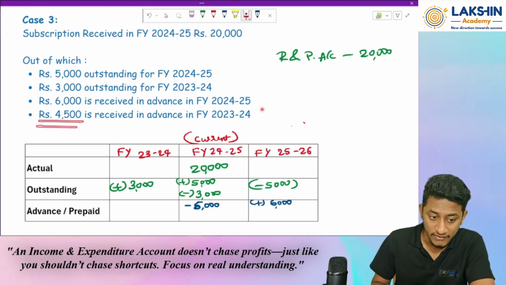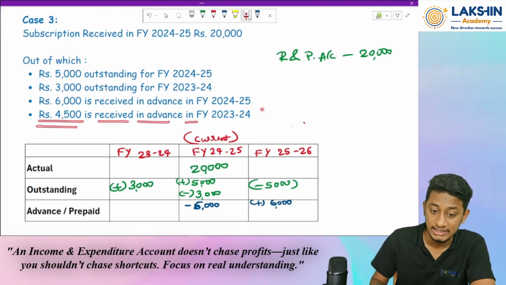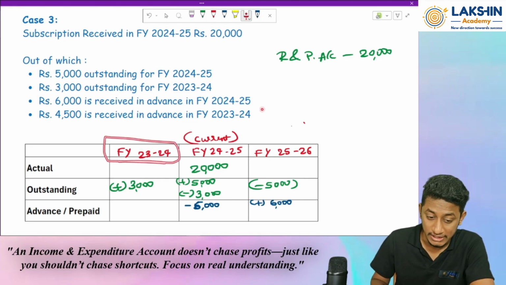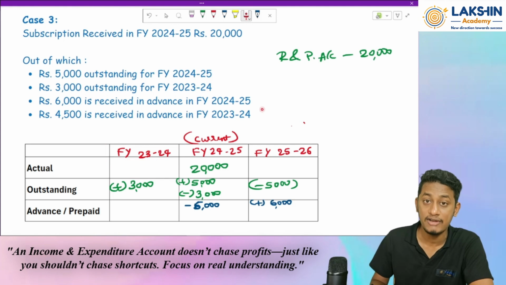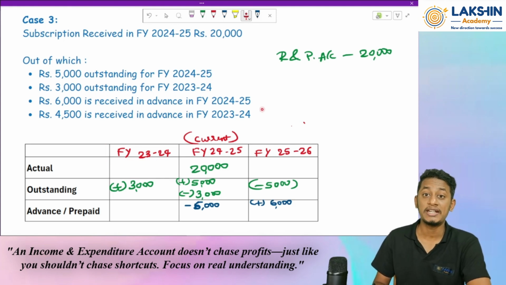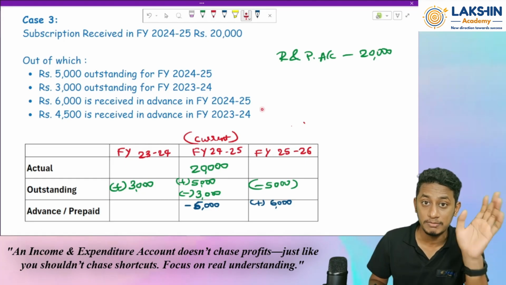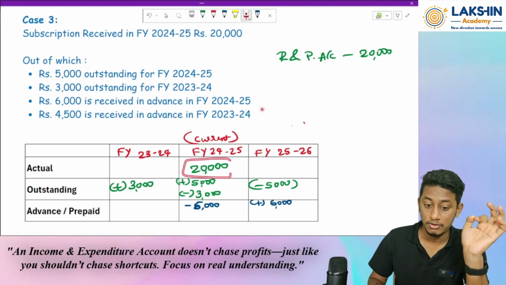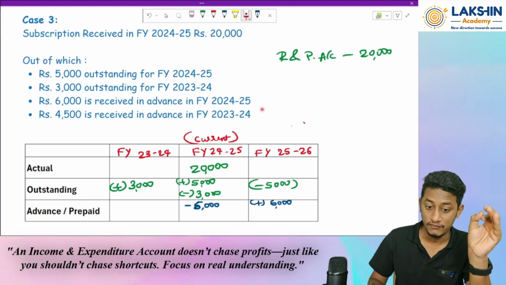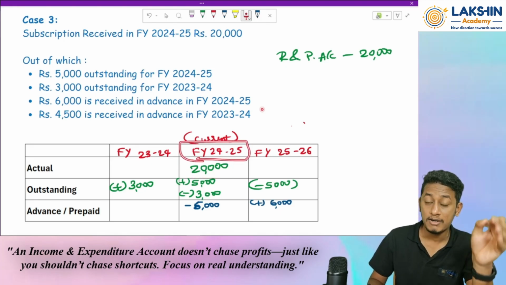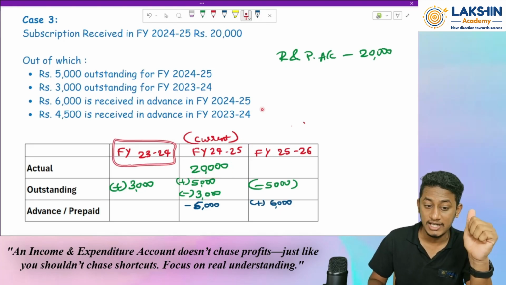Rupees 4,500 is received in advance in financial year 24-25. So in financial year 2024, I have received some money which was received in advance. Whenever I say in advance, for which year was this money to be received? It was supposed to be received for financial year 24-25. But when am I receiving it? I am receiving it in the financial year 23-24.